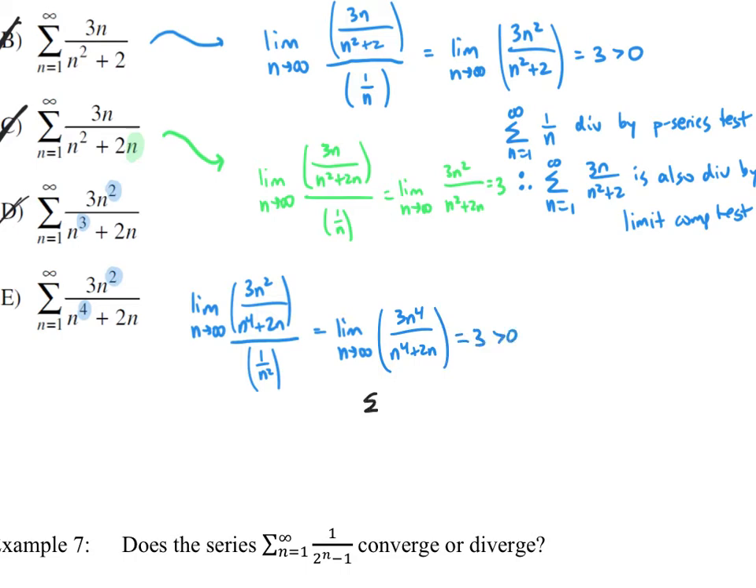Well, remember, we used 1 over n squared, which is convergent now by the p-series test.